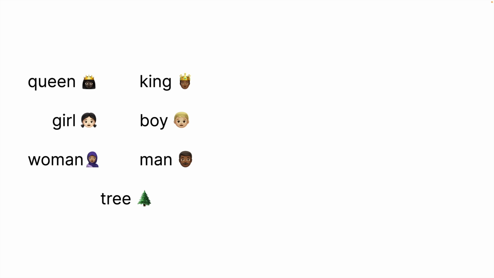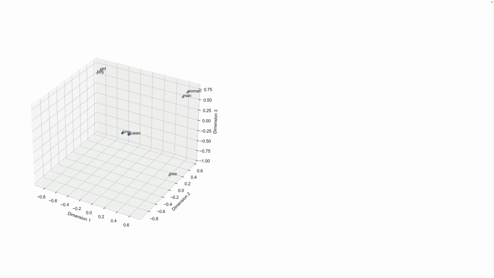Now, to understand what these are, let's take 7 words: queen, king, girl, boy, woman, man, and tree. Now let's say we try to manually group them in a 3-dimensional space based on their similarity. So we put woman and man together, we put queen and king together, we put girl and boy together, and off in the corner we put tree.